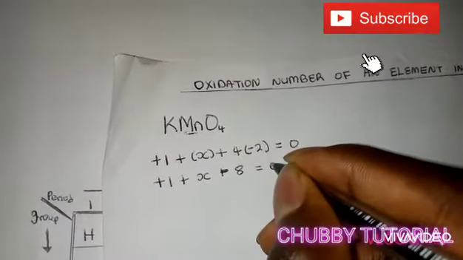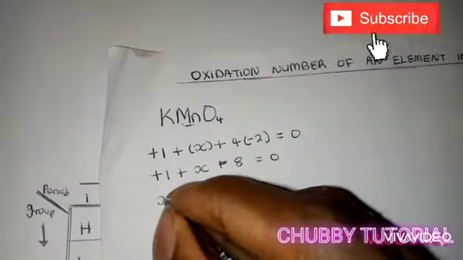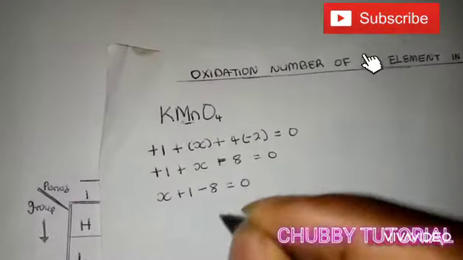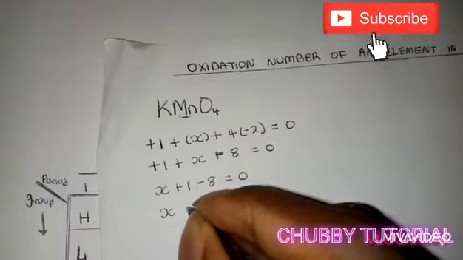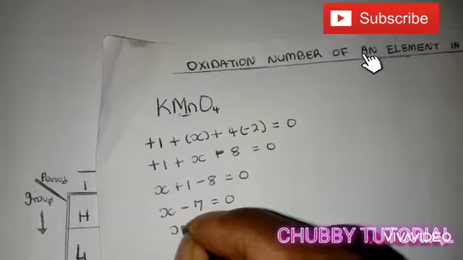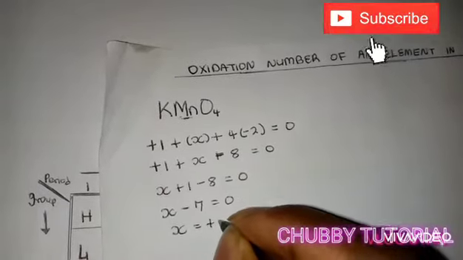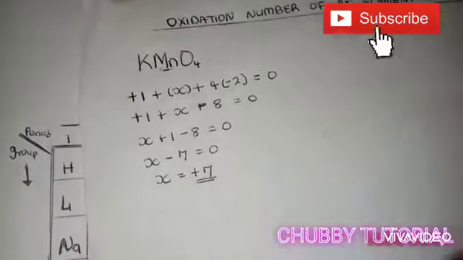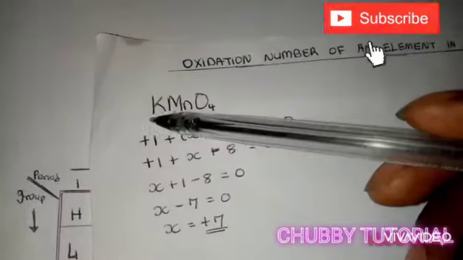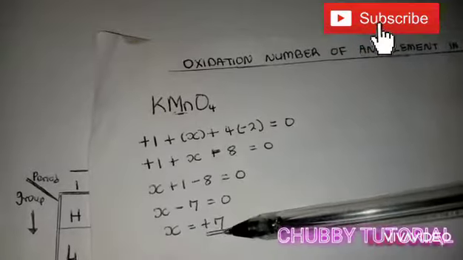-8 equals 0. So X +1 -8 equals 0. So X -7 equals 0. So our X is equal to +7. So the oxidation number of manganese in this compound is +7.